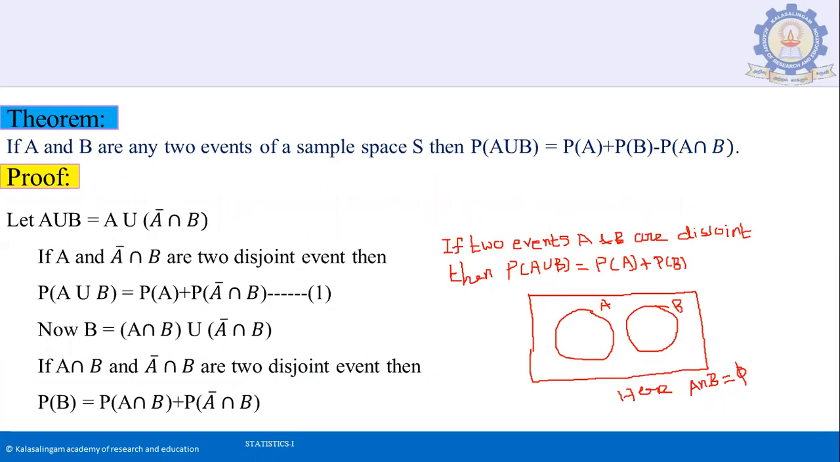Theorem: if A and B are any two events of a sample space S, then probability of A union B equal to P of A plus P of B minus P of A intersection B.